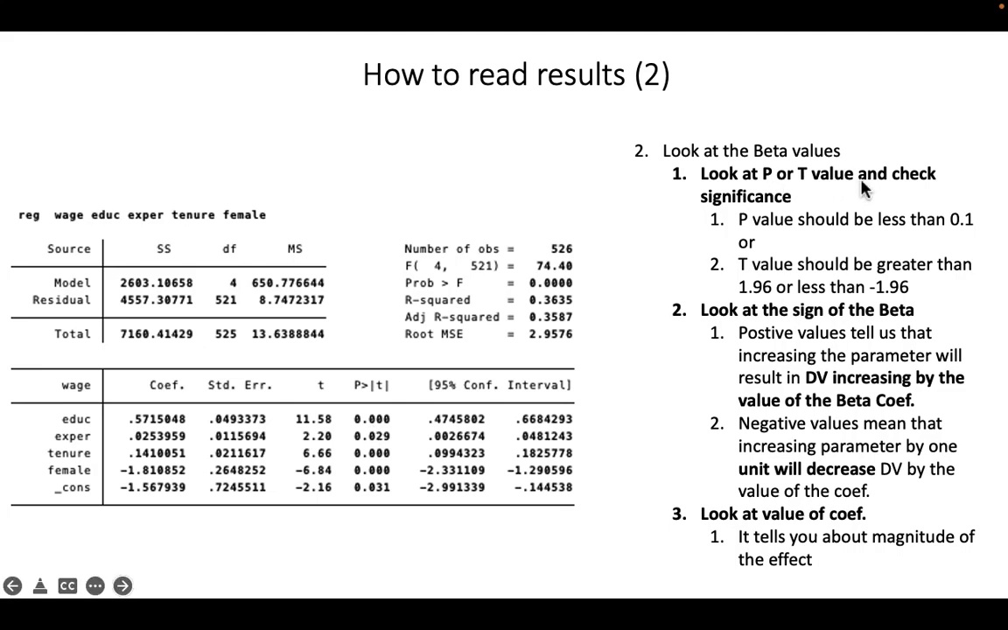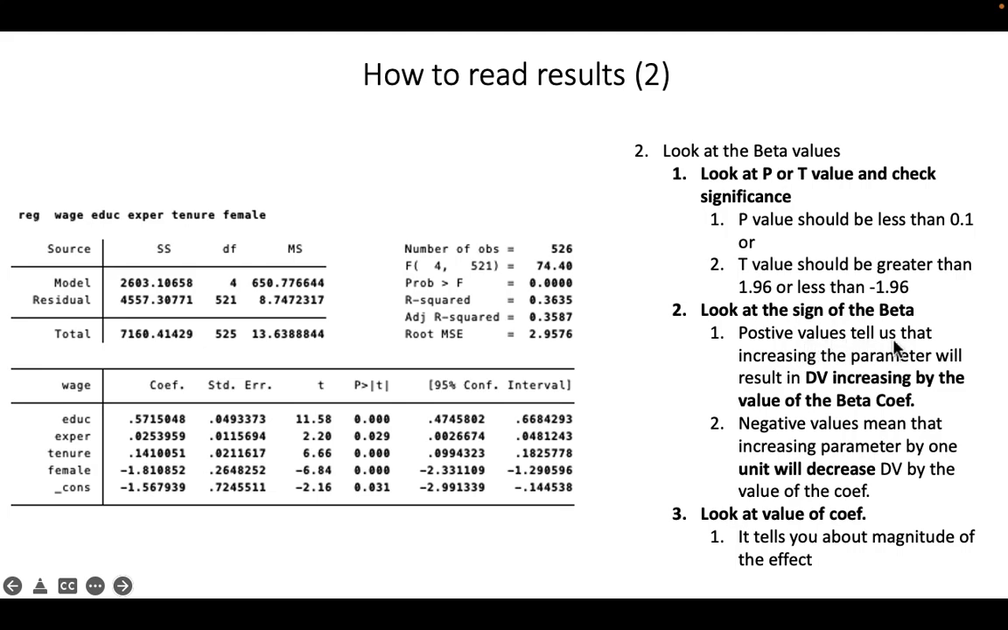So you look at the p-values, t-values, and check for significance. If the p-value is less than 0.1, you say it's significant. There is a significant impact of the independent variable on the dependent variable, and similarly, you can look at t-values if you want. Once you've identified that there is an impact, then you need to talk about the size of the impact. A positive value tells you that increasing education will result in wages going up. If this was a minus value, increasing education would result in wages going down.